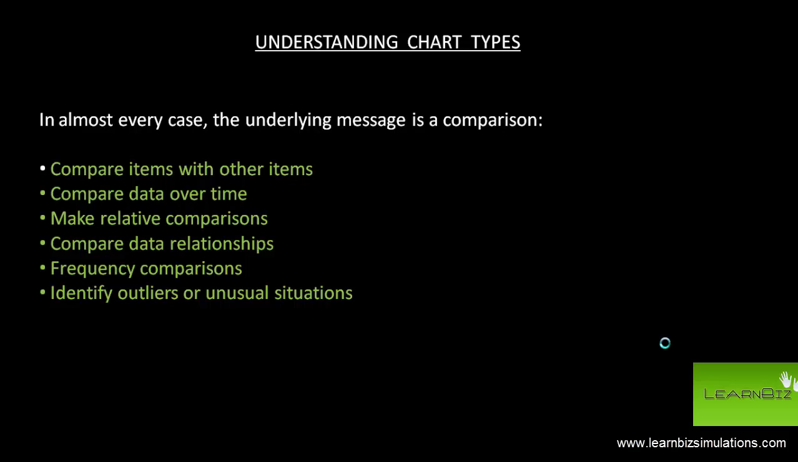It can be used to compare items with other items. For example, the sales of a company in different regions, compare data over time, make relative comparisons. For this we use pie slices. Compare data relationships. An XY chart is ideal for this comparison. Frequency comparison, which is a histogram, and to also identify outliers or unusual situations.